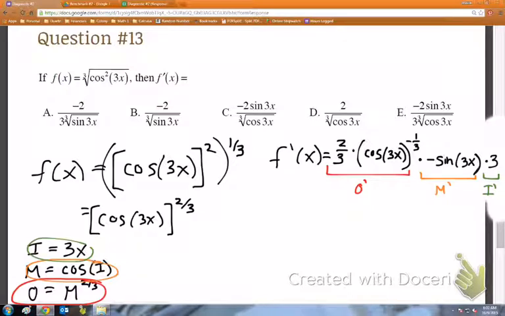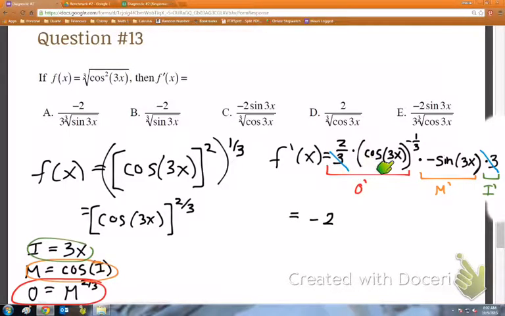So we've successfully identified everything in our chain rule. We've successfully found the derivative of everything in our chain rule, and now I just need to multiply. So notice that 3 times my 2/3, those 3's are going to cancel. So I'm actually just left with 2 on the top. And I also have a negative. If you look in front of sine, you're going to see a negative. So I have negative 2 in front.